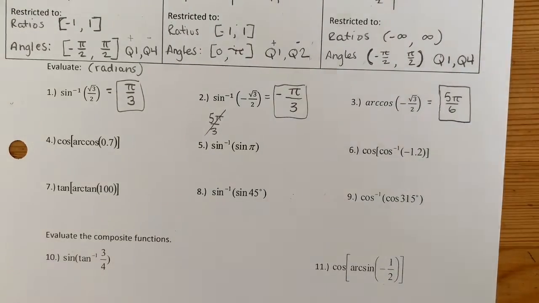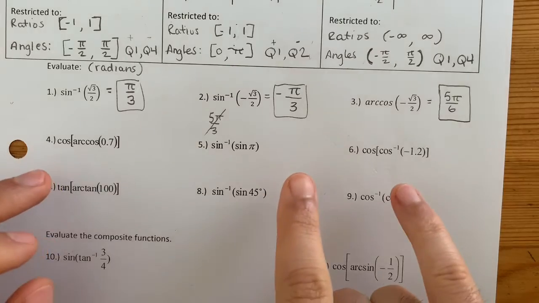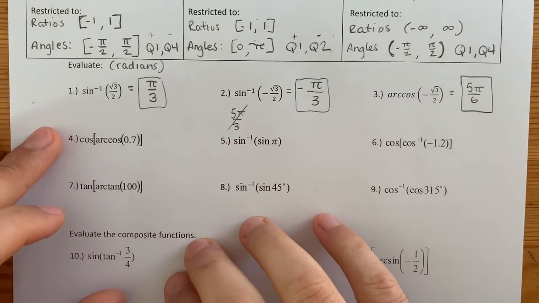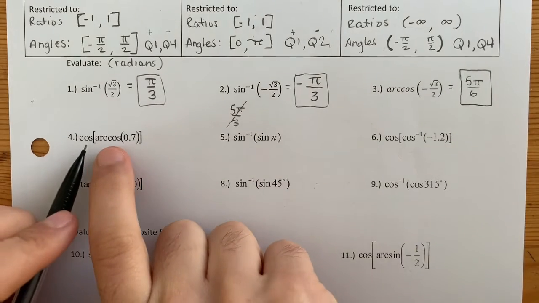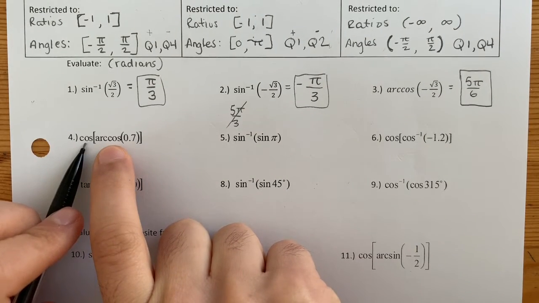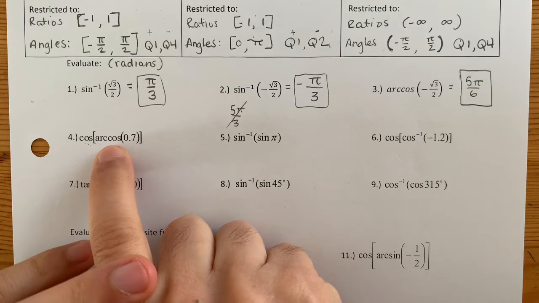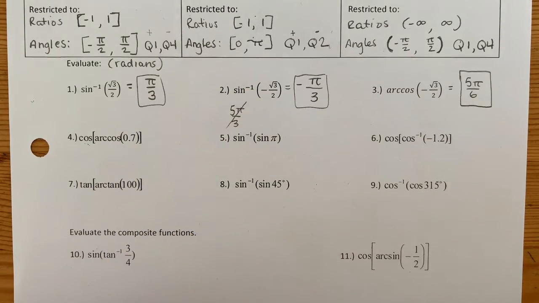Okay, these next ones look much different. So I'll talk through what's happening here. We have a cosine and we have an arc cosine. They're inverses of each other, and so what should happen is these should just cancel out. That might happen, might not.